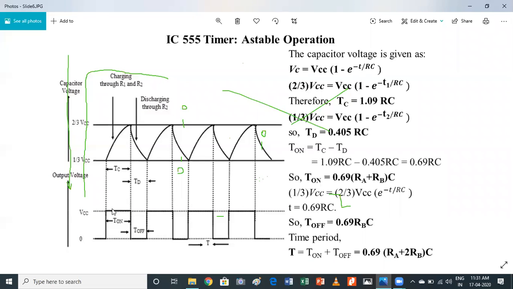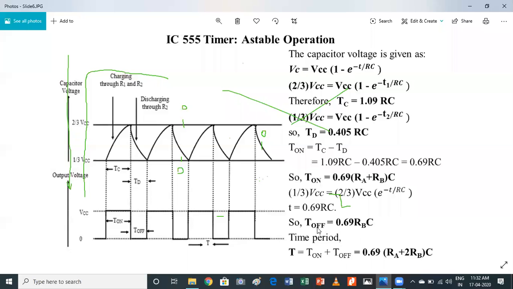If you want to find out the pulse width, the pulse width is nothing but the T on, the on duration. This is called the width of the waveform, the pulse width; the on period is the pulse width. So T on is equal to the charging time minus the discharge time. So we can get 0.693 RC. So T on, or pulse width, equals 0.69 (RA plus RB) into C.